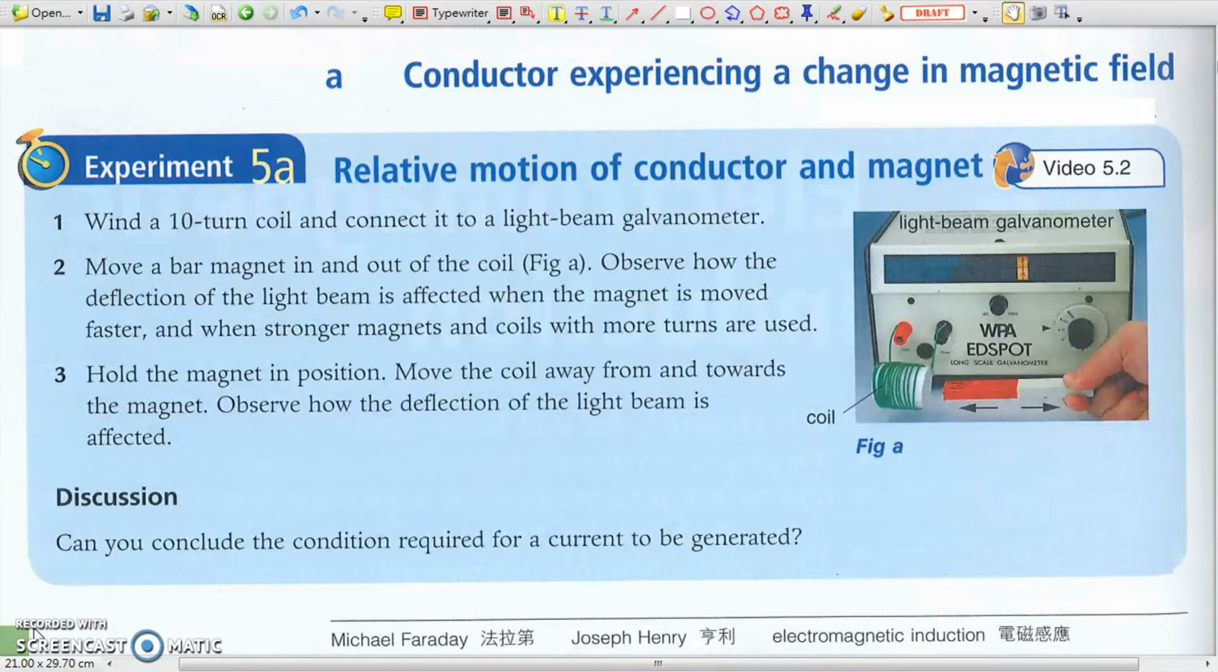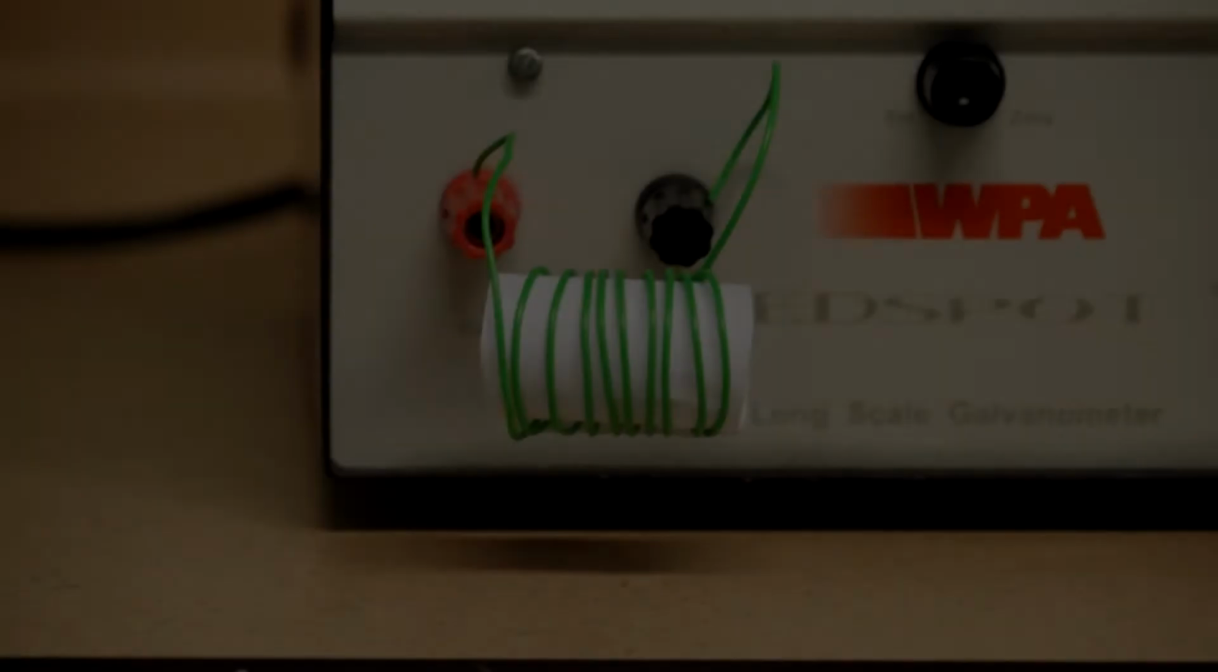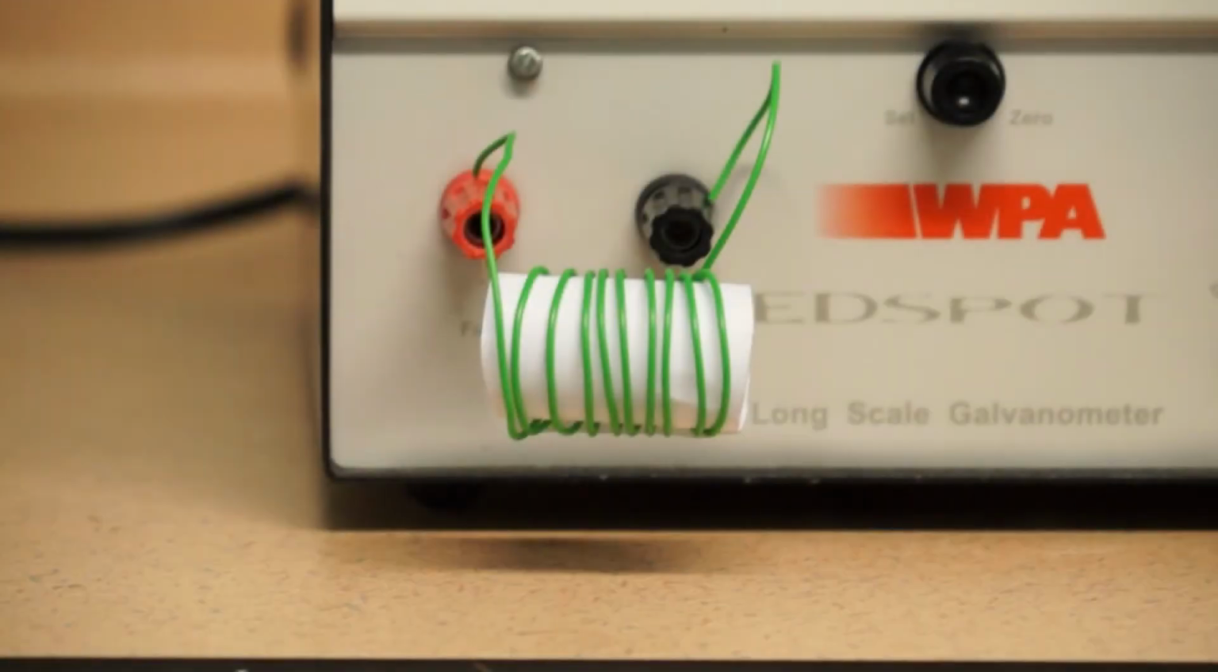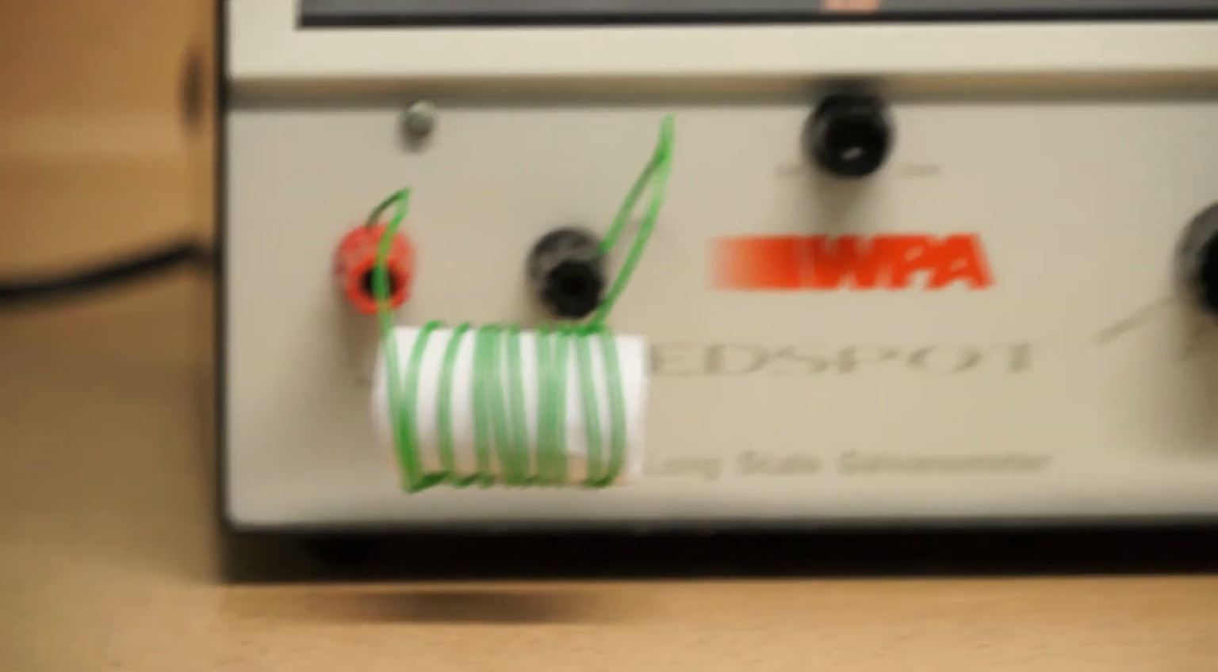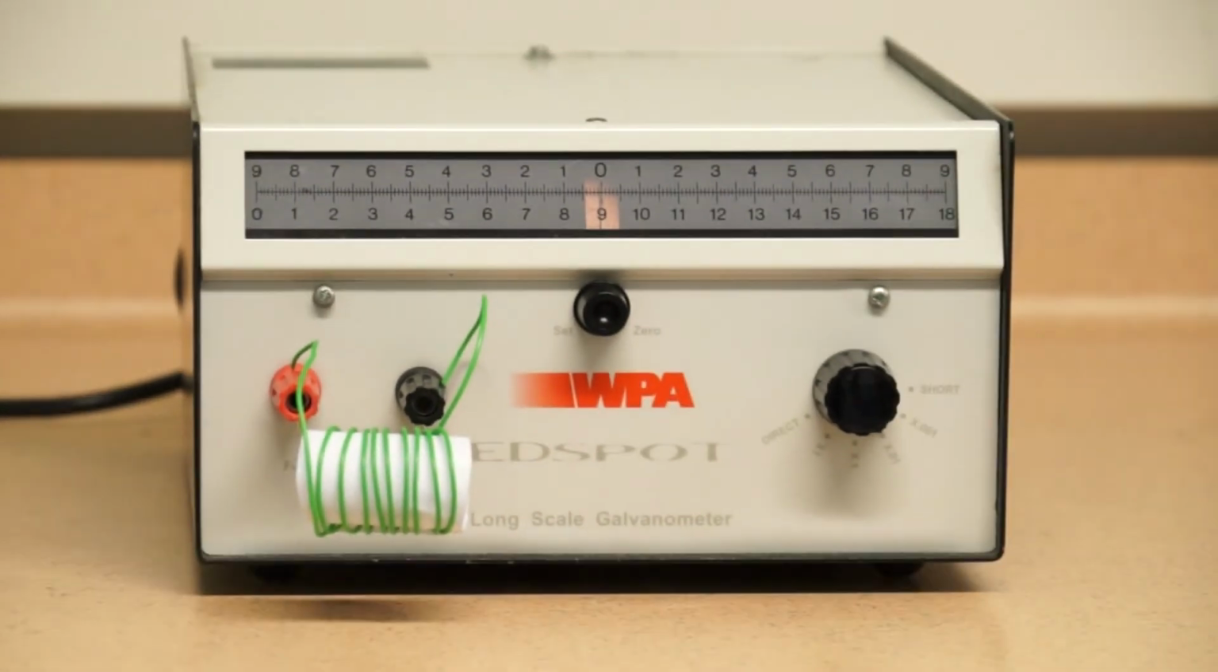A. Conductor experiencing a change in magnetic field. Experiment 5A. Relative motion of conductor and magnet. In the following experiment, we will study how a changing magnetic field may induce a current. This coil has 10 turns. It is connected to a light beam galvanometer. The galvanometer detects a current when its light beam is deflected.